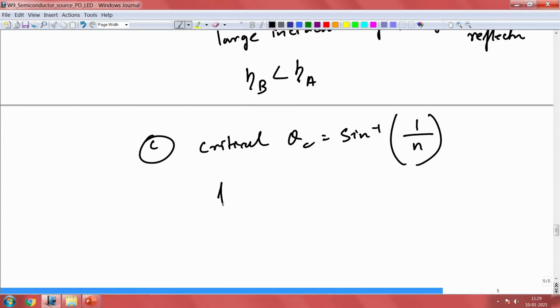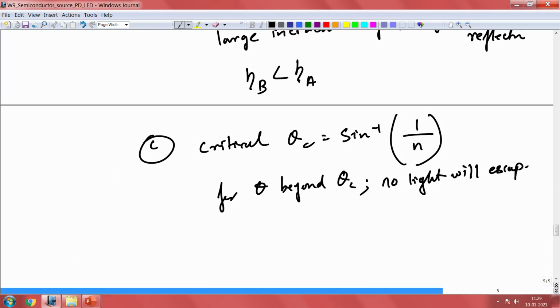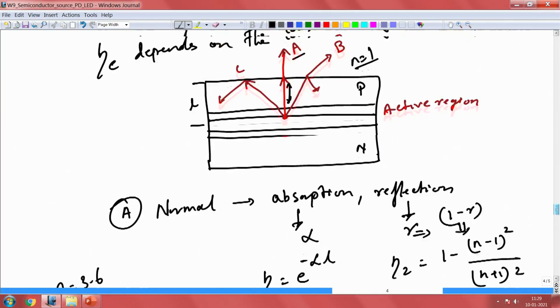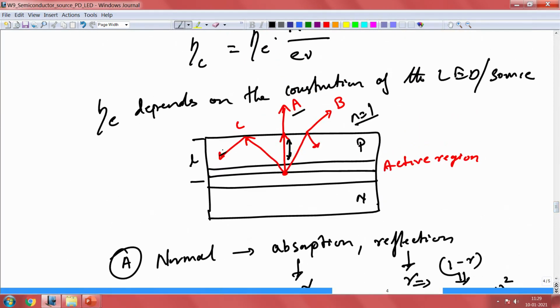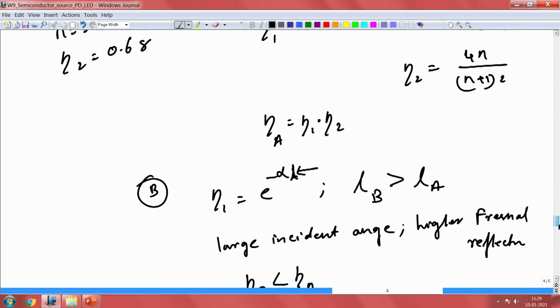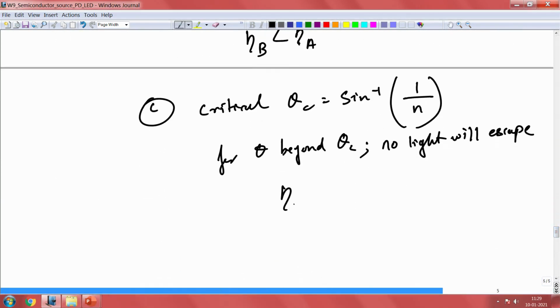Now if you have a total internal reflection for theta beyond theta c, no light will escape. Look at this, when there is a total internal reflection, you will not get any light out. So, what does that mean? That means the efficiency that you have is 0.